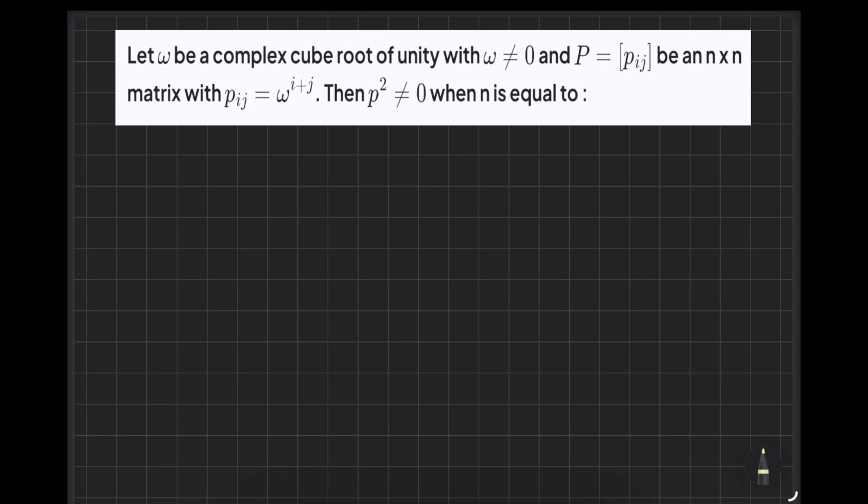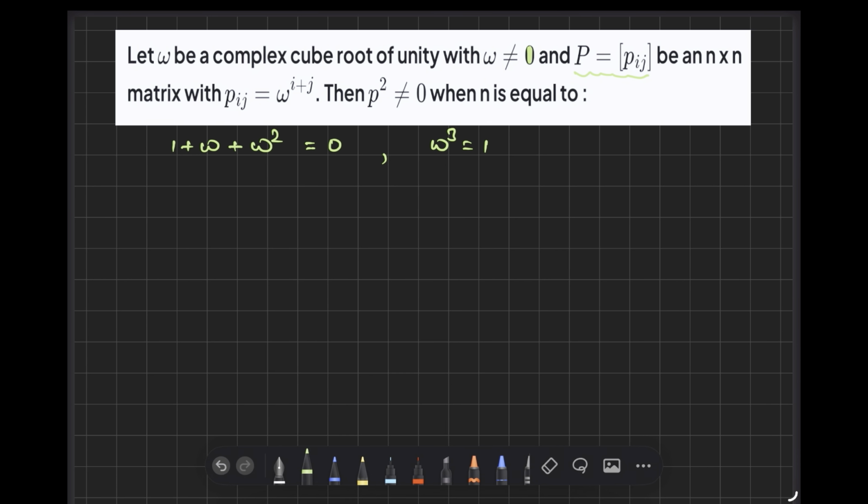So, we are back with a wholesome new question which says, let omega be the complex cube root of unity, omega not equal to 1. If it is a cube root of unity, you should be aware of these two results: 1 plus omega plus omega square is 0 and omega cube equals 1.